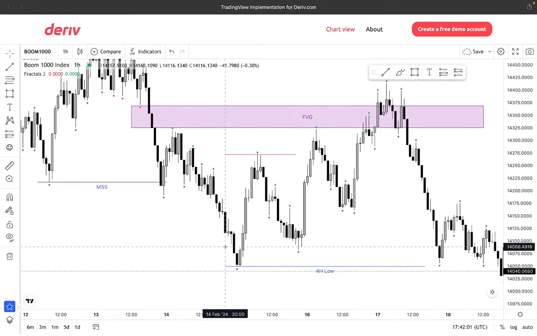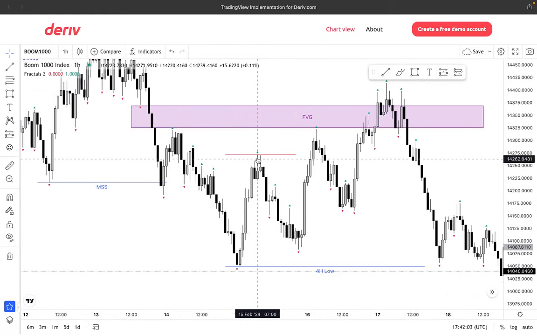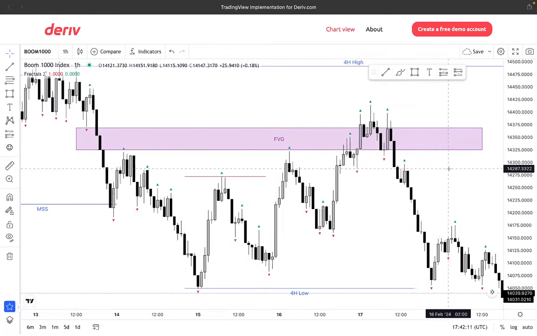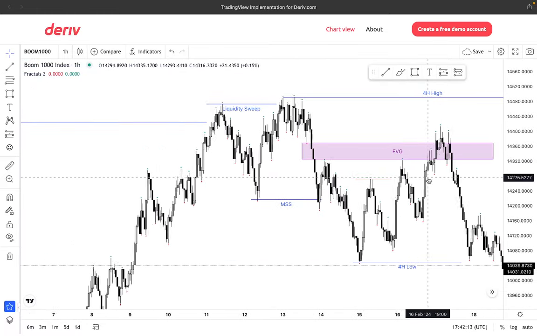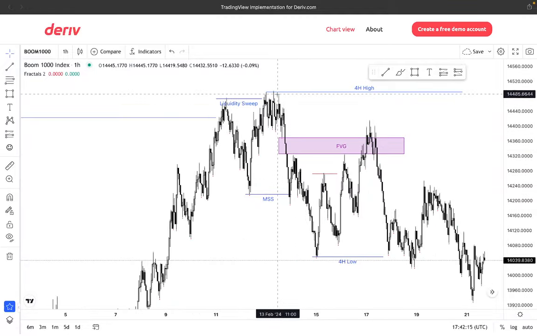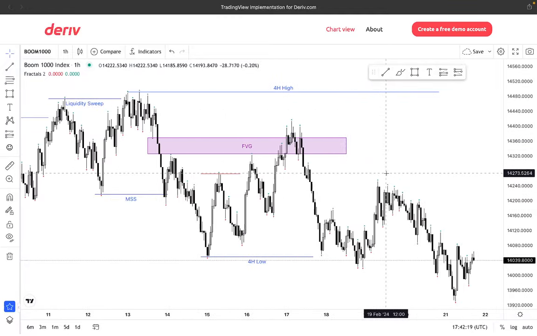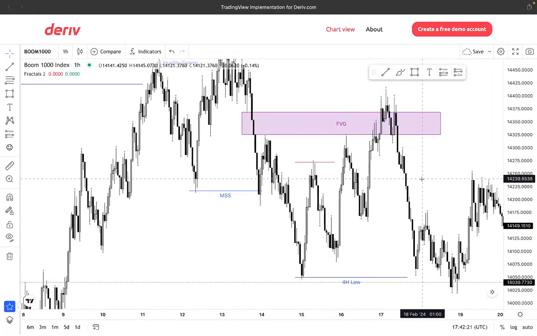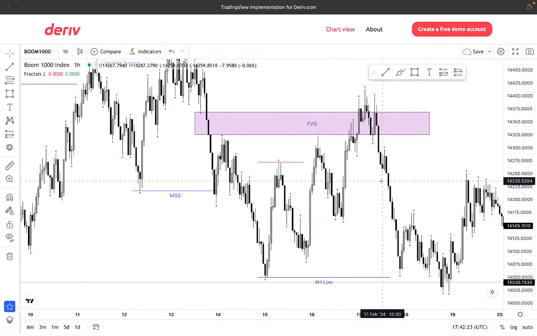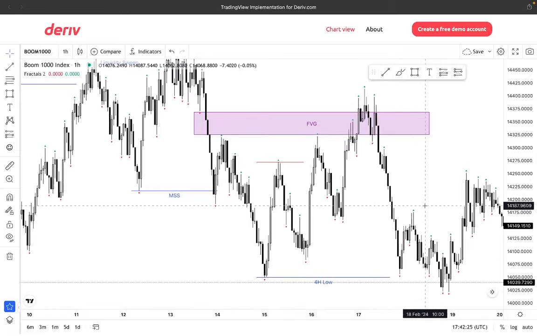So this was the reaction from that 50%. Do you agree? That was the high. We know we need to trade into this fair value gap. Why? Because on the higher time frame, when we draw our FIB, this is above our 50%. So we know price is more likely going to boom until the 50%, minimum the 50%.